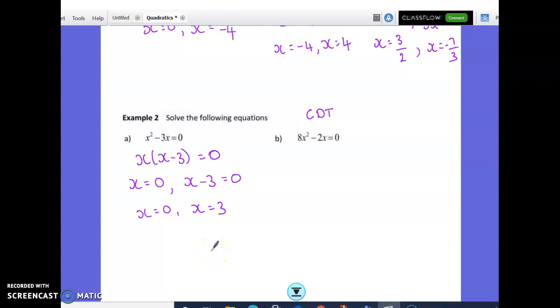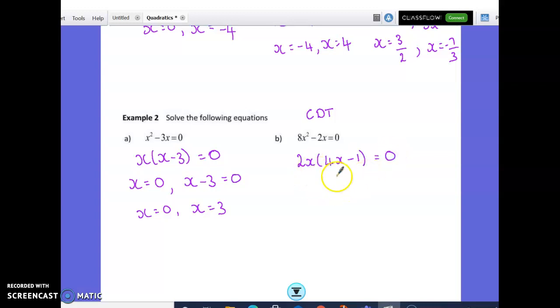Next one, a bit of a hint here, where they're all common factors in example 2. Common factor this time of 2x. That leaves me with 4x minus 1. That's equal to 0.